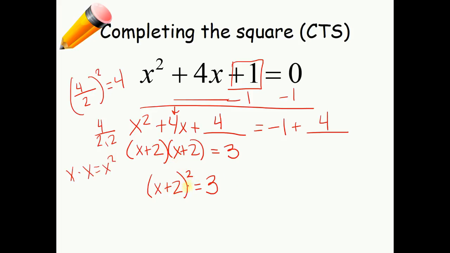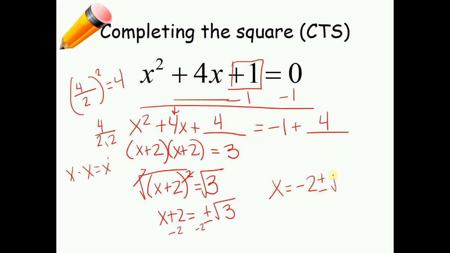You've solved this before. We've solved by taking the square root. So I'm going to square root both sides. Squared and square root cancel each other out. I'm left with x plus 2 equals plus or minus, don't forget the plus or minus, square root of 3. Now x is not alone. Subtract the 2 from both sides. I get x equals negative 2 plus or minus the square root of 3 for my final answer.